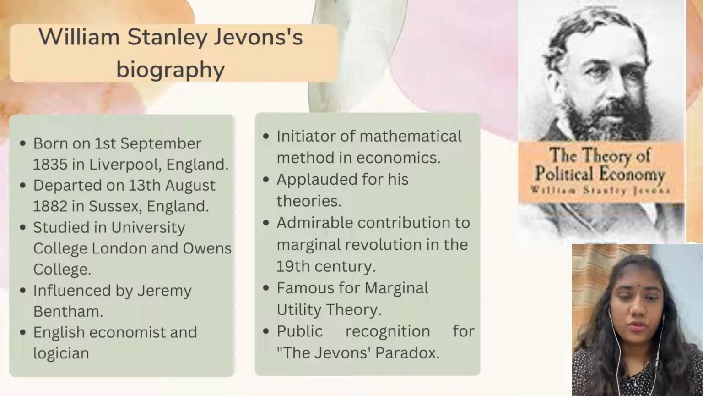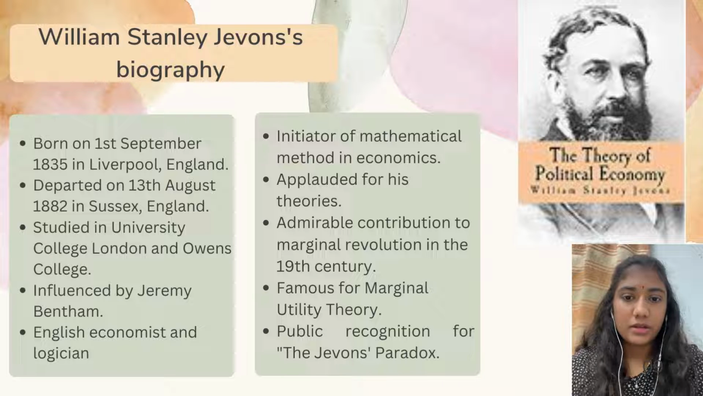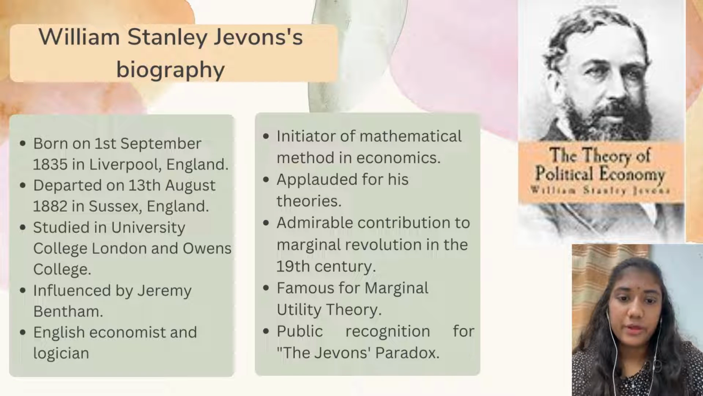William Stanley Jevons was born on 1st September 1835 in Liverpool, England. He died on 13 August 1882 in Sussex, England. Jevons studied at University College London and Owens College in Manchester. He was influenced by Jeremy Bentham, who is a British philosopher and regarded as the founder of modern utilitarianism.